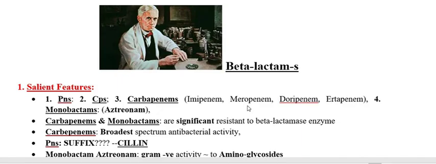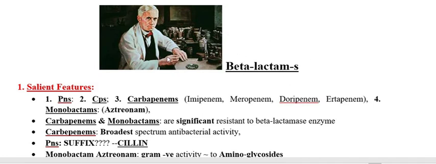So let us start another group of antibiotics. We call it beta lactams. First we have to discuss why the name is beta lactams. The name beta lactams was given because all the antibiotics that belong to beta lactams possess lactam rings, and because of the presence of lactam rings they are called beta lactams.